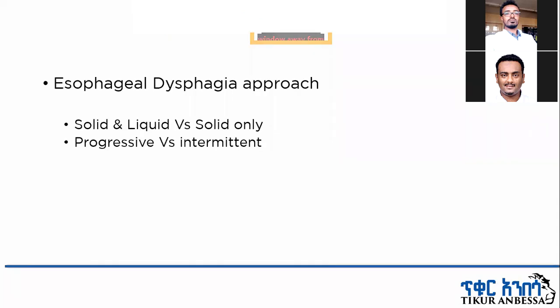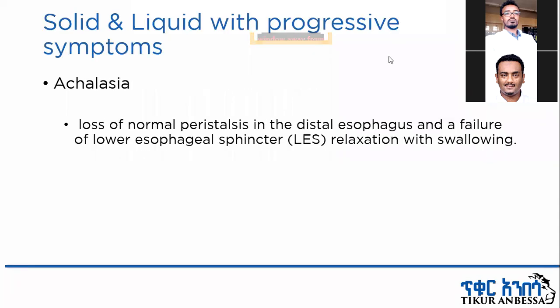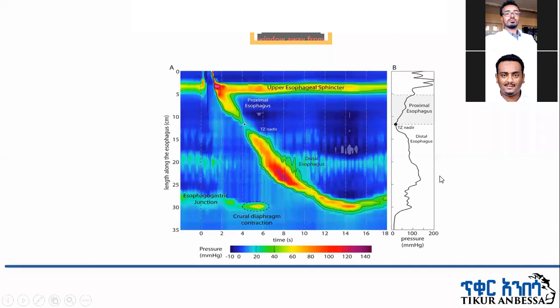So according to this approach, if a patient has solid and liquid food dysphagia with progressive symptoms, the condition that we need to suspect is achalasia actually. So here the dysphagia is for both liquid and solid, and it's gradually progressive over a long period of time. And achalasia is classically a loss of the normal peristalsis in the distal esophagus and a failure of lower esophageal sphincter relaxation with swallowing. Previously it used to be considered as one condition. Actually, now there are at least three types of achalasia.